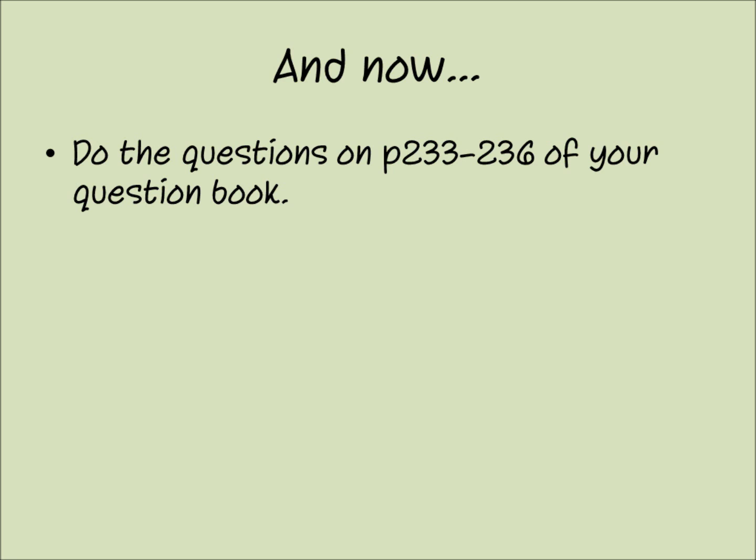And now, watch this again if you need to. Perhaps make a note of the 4 key definitions. You could do it in table form and have a go at questions on pages 233 to 236 of your green AS question book.